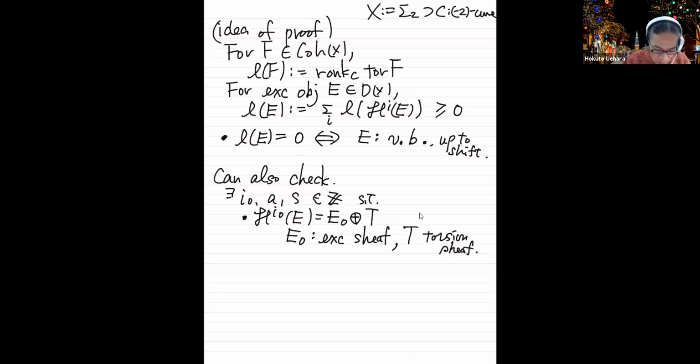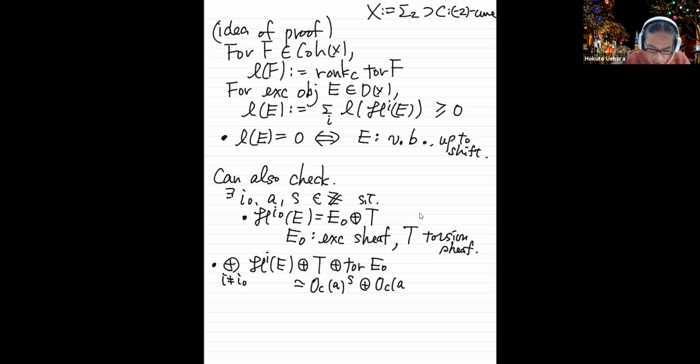And also, taking the direct sum of the cohomology HI, where I is not I0, and the sum of T appeared above, plus torsion, E0 is the exceptional sheaf appeared in I0's cohomology, is isomorphic to OCAS plus OCA plus 1, length of E minus S.